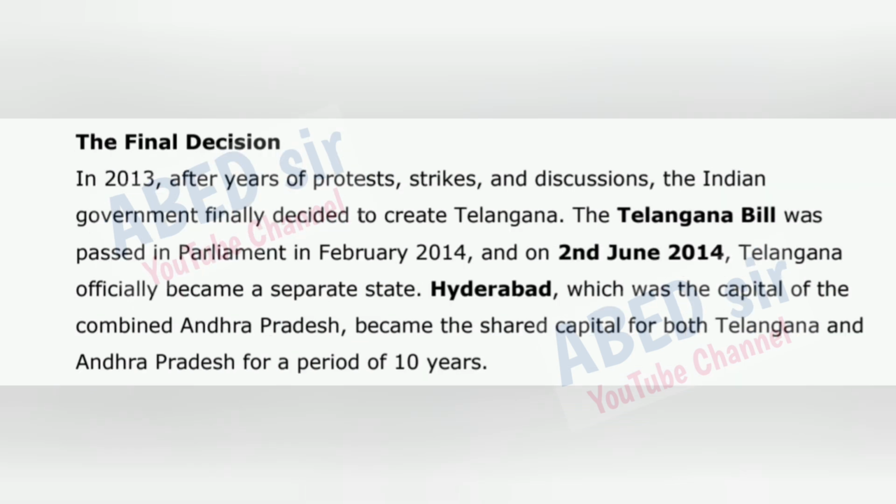The final decision. In 2013, after years of protests, strikes, and discussions, the Indian government finally decided to create Telangana. The Telangana Bill was passed in Parliament in February 2014, and on 2nd June 2014, Telangana officially became a separate state. Hyderabad, which was the capital of the combined Andhra Pradesh, became the shared capital for both Telangana and Andhra Pradesh for a period of 10 years.